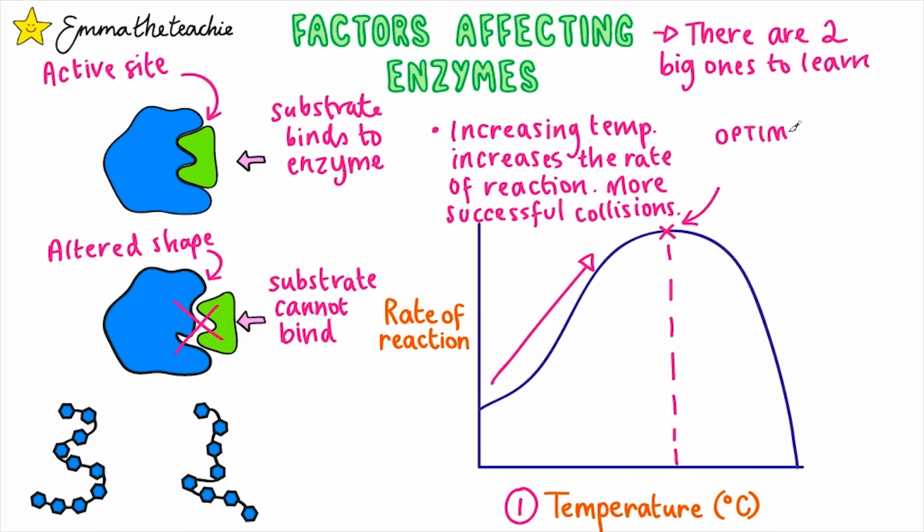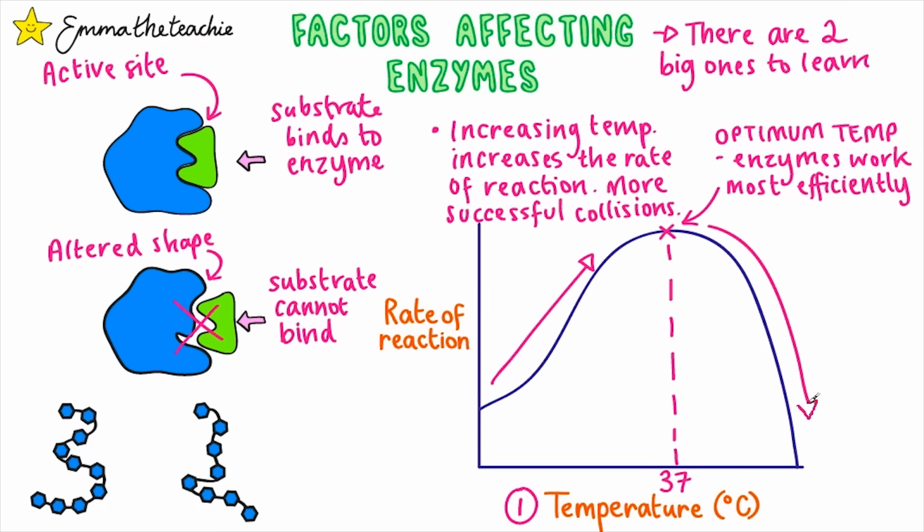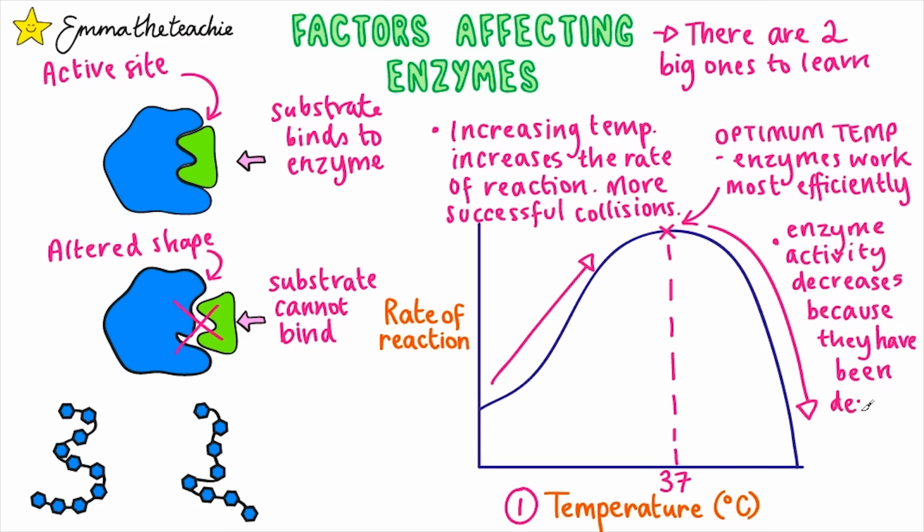The optimum temperature is where enzyme activity is at its highest. In humans, this temperature is around 37 degrees Celsius, as this is the temperature at which our enzymes work best. In other organisms, it can be different. Increasing the temperature beyond the optimum temperature will cause the enzyme activity to decrease. This is because the enzyme has been denatured.